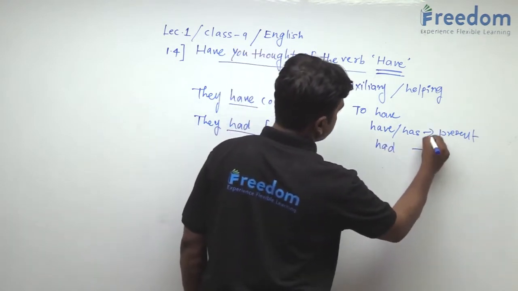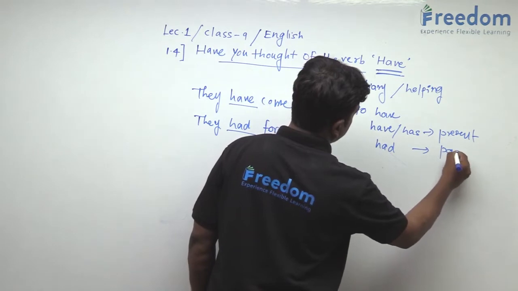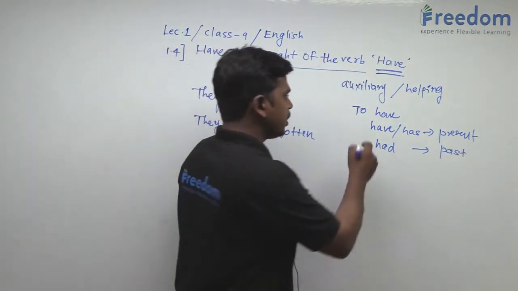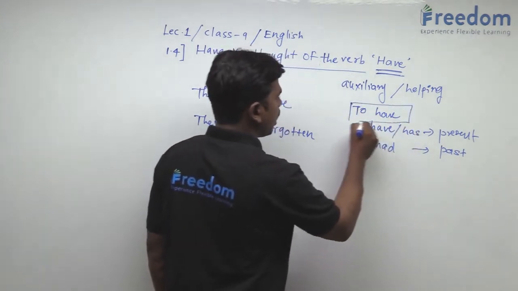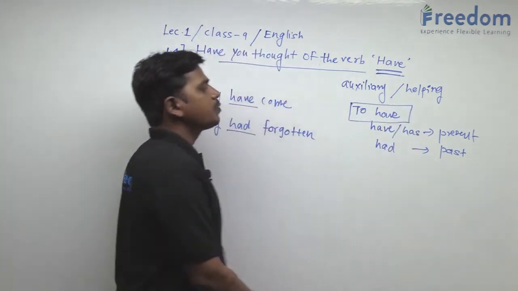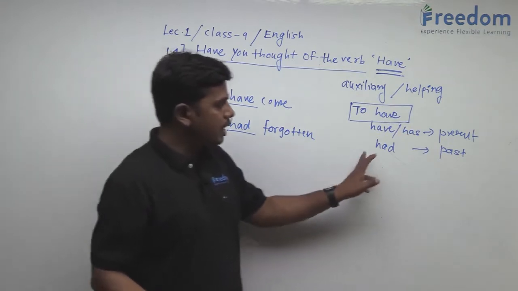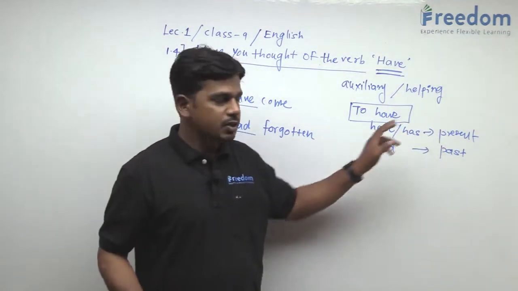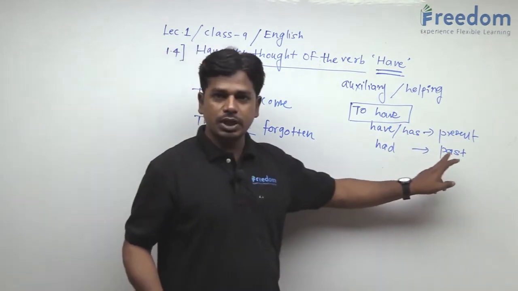So you have to keep this in mind that in the past tense "had" is used, and in the present tense we make use of "have" and "has", the forms of "to have". Okay, what are the forms of "to have"? One is "have" and another is "has" in the present tense, and what is used in the past? "Had" is used in the past tense.